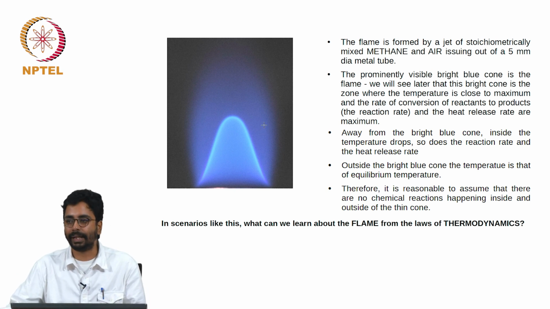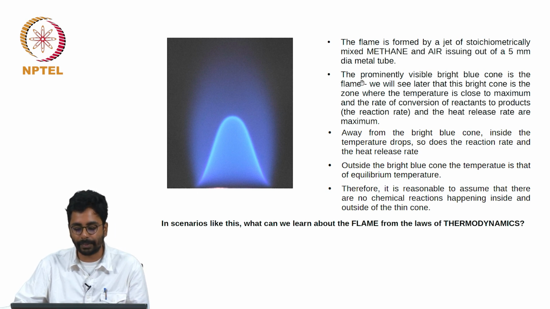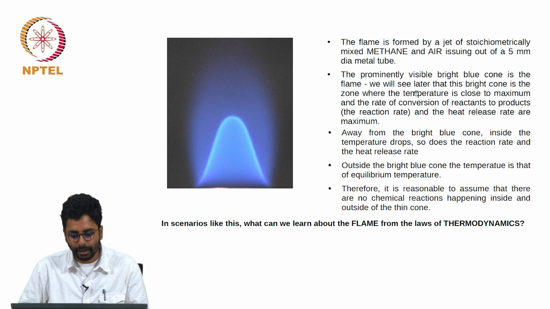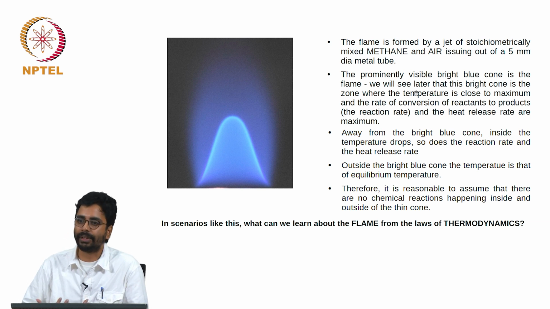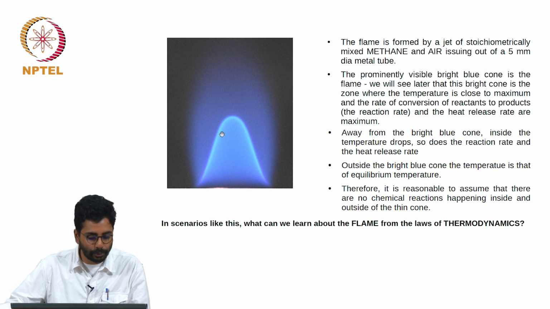What I referred to as flame just now is the prominently visible bright blue cone. That is the flame. We will see later that this bright cone is the zone where the temperature is close to maximum, and the rate of conversion of reactants to products, which we will refer to as reaction rate, and the heat release rate because of conversion of the reactants to products are maximum. So this is the bright blue cone that you see here.